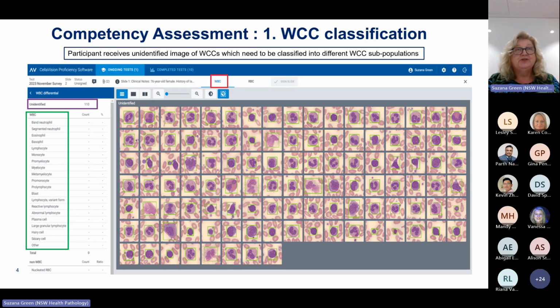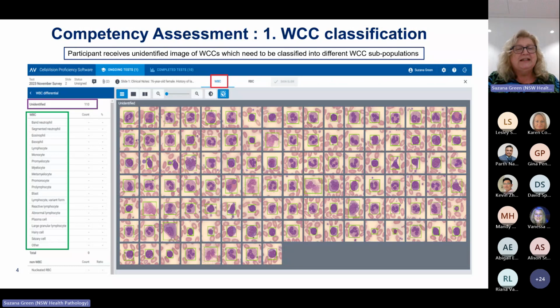A little bit different to the reporting side of Celavision. When you opened up your test, you had to do one thing first, and that was to classify your white cells. They came across as unidentified, and in this one there were 110. We were undecided about whether it should be 250 or 100. Basically, towards the end of this year, there was a consensus through the working group that it would be 100 for the white cells.